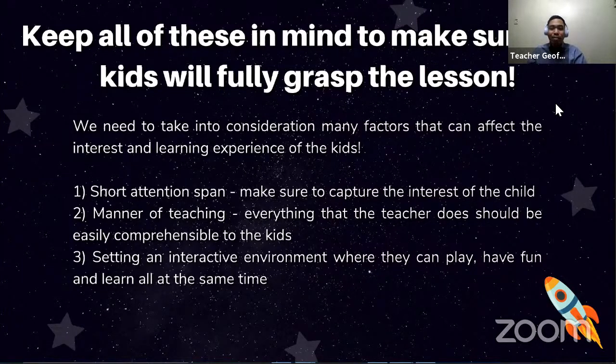Setting an interactive environment where they can play, have fun, and learn all at the same time. Let's not keep ourselves in the four corners of what? The classroom. But wait, we're not even in the classroom. In the four corners of our home, just teaching straight directly to the kids. Kailangan natin gawing fun, memorable, at interactive yung pagtuturo natin sa mga bata para naman maging masaya sila.